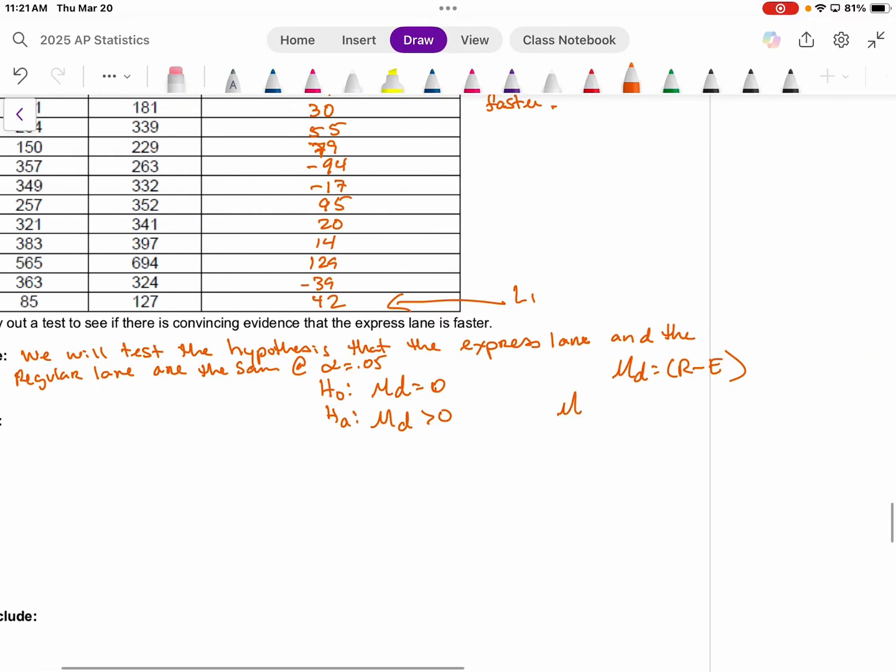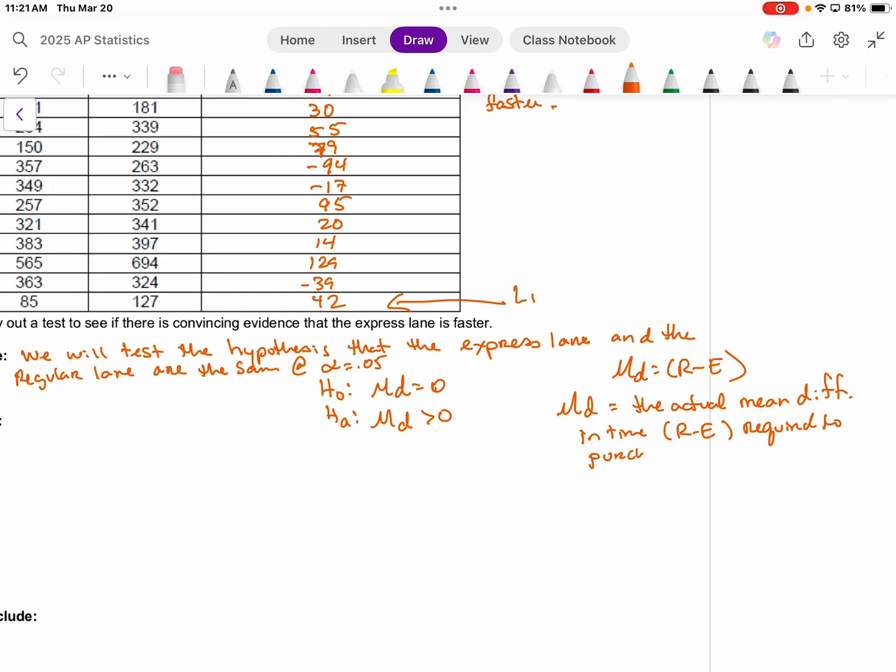Mu d, and I know the bell's going to ring in about 3 minutes. Mu d is equal to the actual mean difference in times of regular minus express required to purchase an item at this store.